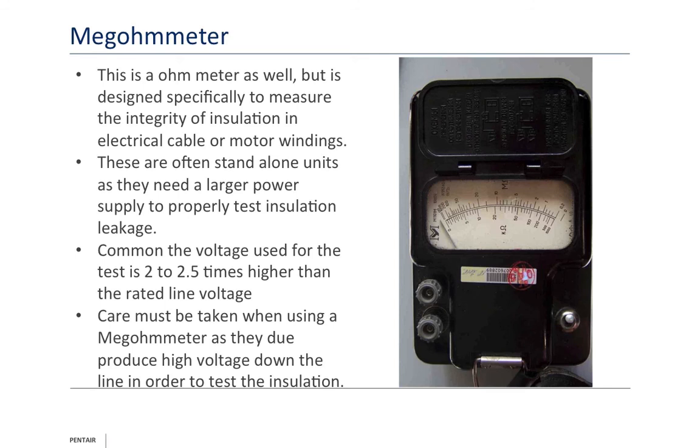Now, I'll be honest, I was nervous talking about meg ohm meters about 5 years ago. The first reason is because meg ohm meters are expensive. A good Fluke meter, for example, will cost you $700 to $1,000. And as happened to me, one of my meters walked out the door. So I had to go back to my boss and explain why a $700 meter left the building.